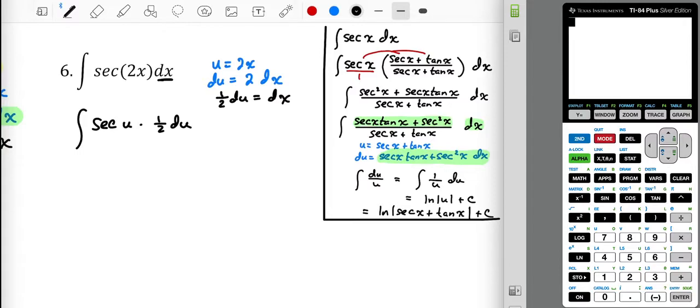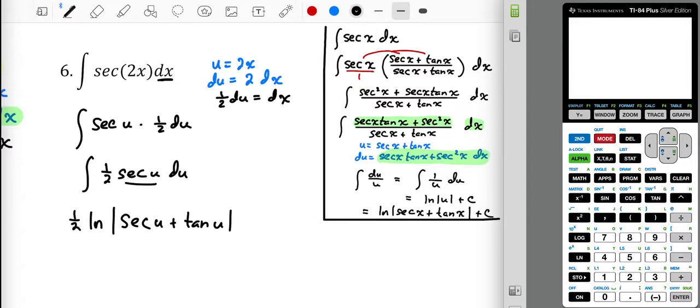All right, so I'll rewrite 1/2 secant u du. The antiderivative of secant x is natural log of secant x plus tan x plus c. Well, this has got a u, so it's the same idea. So ln of secant u plus tangent u.